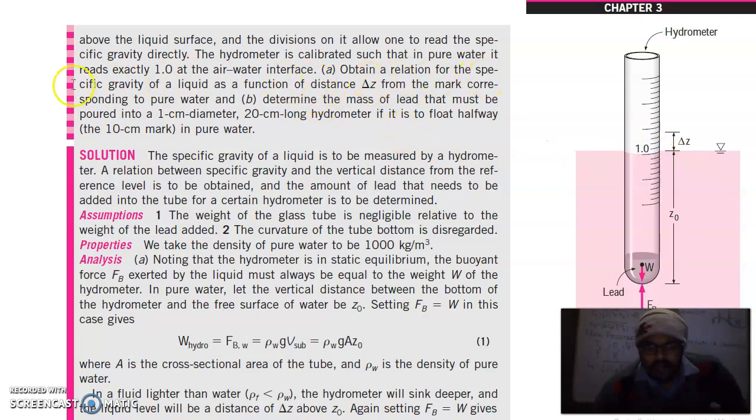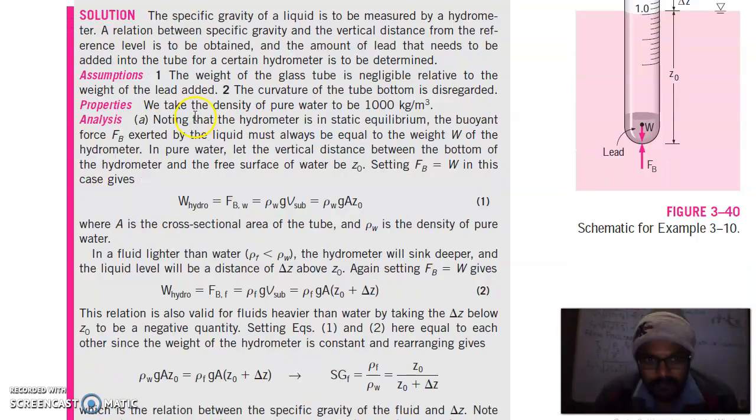Obtain a relation for the specific gravity of a liquid as a function of distance del z from the mark corresponding to pure water. Determine the mass of lead that must be poured into a 1 cm diameter, 20 cm long hydrometer if it is to float halfway in pure water.